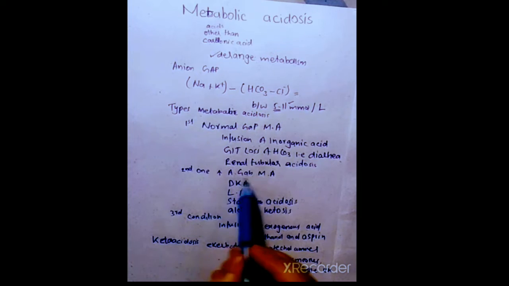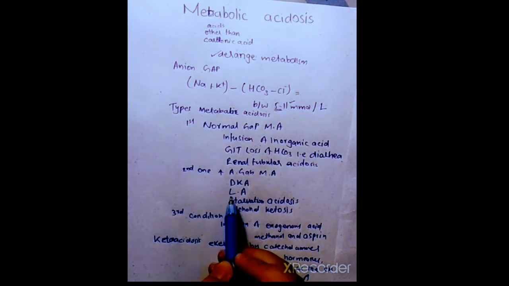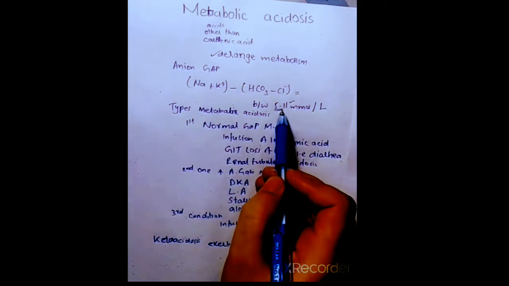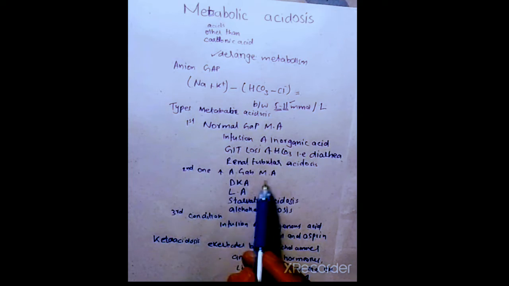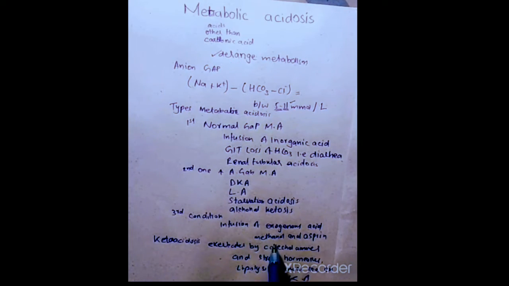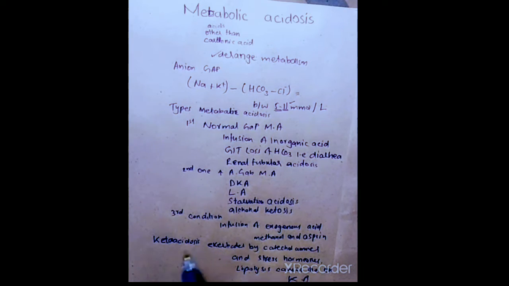The second one is increased anion gap metabolic acidosis. Examples are diabetic ketoacidosis, lactic acidosis, starvation acidosis, and alcohol ketosis. In all these conditions, the anion gap is more than the normal level. There is also a third condition in which there is infusion of exogenous acids, and there is also an increase in anion gap, for example methanol and aspirin.